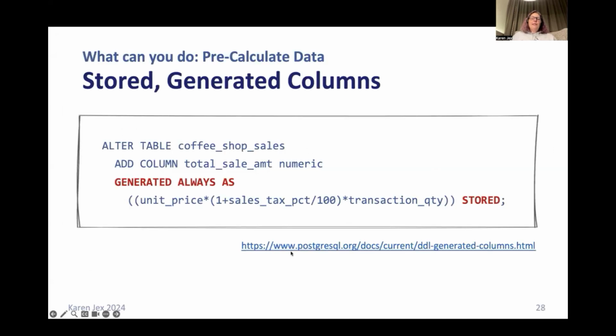You can create a generated column whose values are calculated automatically to match an expression used in your queries. So, for example, we might want a total sale amount column in the coffee shops table using that expression that we just looked at. You can do that by using the generated always as keyword when you add the column. And the stored keyword here says that it should be physically stored in the table rather than just calculated at query time. And you can also create indexes on those generated columns. This can improve query performance, but it will, of course, impact inserts into the table because that needs to be calculated.